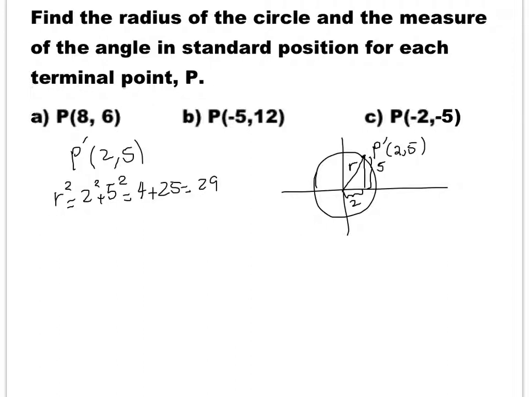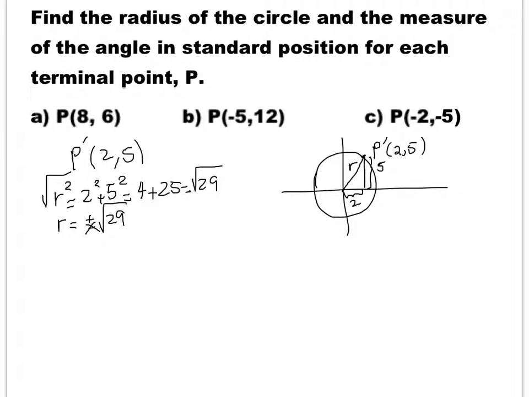Mr. Shah, are you just repeating the one that we just did? Yeah. And then I take the square root of both sides to find r. So I get r is equal to plus or minus square root of 29. Again, radius can't be negative because it represents distance, so negative is dropped. So the answer is radius is square root of 29.